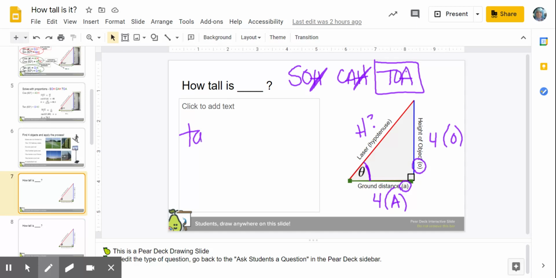So I've got tangent and 4 over 4. When you put that in the calculator, what do you get? 90. 90? Yeah. Tangent negative 1, 4 over 4, close the parentheses, and it should be 45. So this angle is 45, which means what's the other angle?